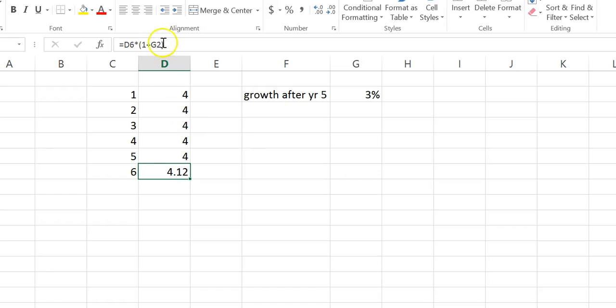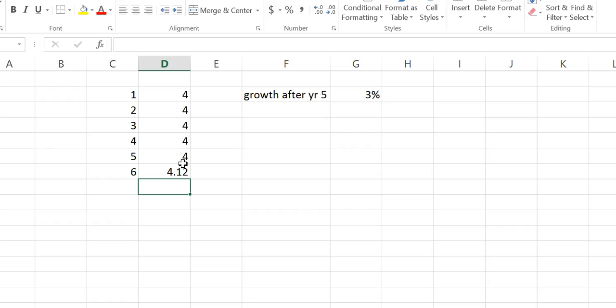Okay, so the formula I used here is I take cash flow from year 5, multiplied by 1 plus the growth rate, and that gives me cash flow in year 6 of 4.12. And basically that also means that starting in year 6 we will have a growing perpetuity.